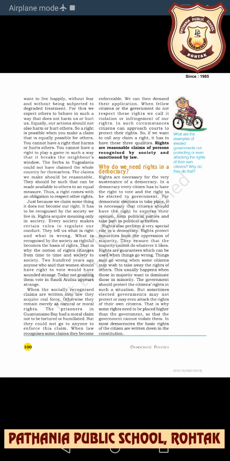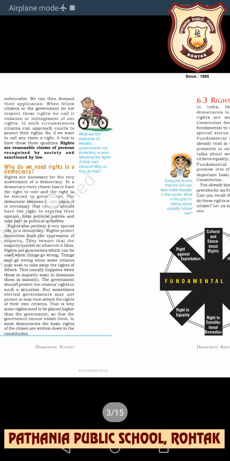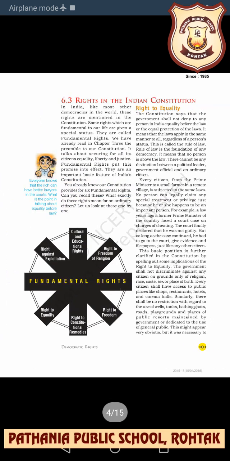But sometimes an elected government may not protect, or may even attack, the rights of its own citizens. That is why some rights need to be placed higher than the government, so that even the government cannot violate these rights. And in most democracies, the basic rights of the citizens are written down in the constitution. If we talk about our country, these basic rights are known as the fundamental rights.